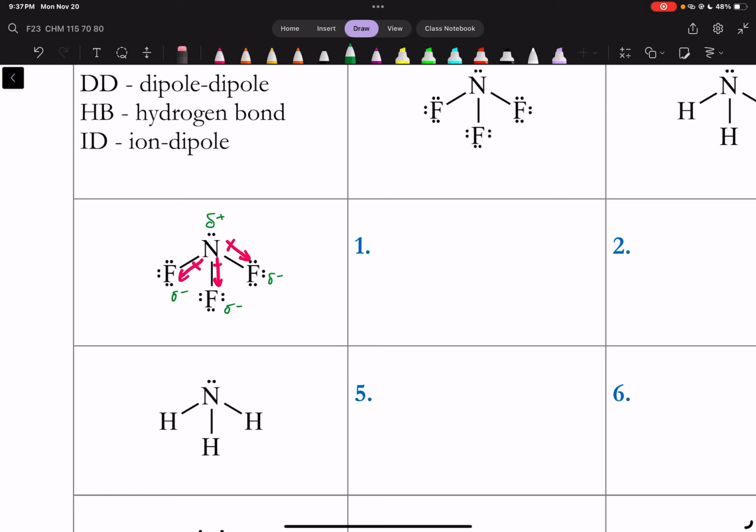In the next structure, we know that nitrogen is more electronegative than hydrogen, so the bond dipole moments actually end up in the opposite direction. This means that the nitrogen is going to end up a little negative, and each of these hydrogens is going to have a slight positive charge.